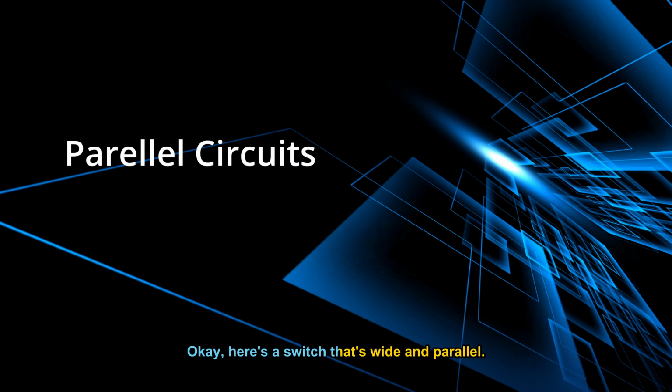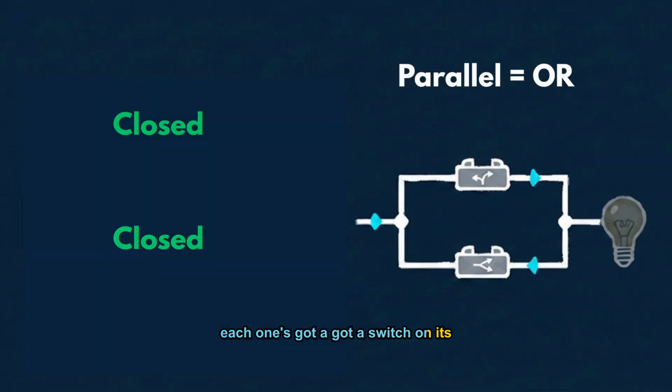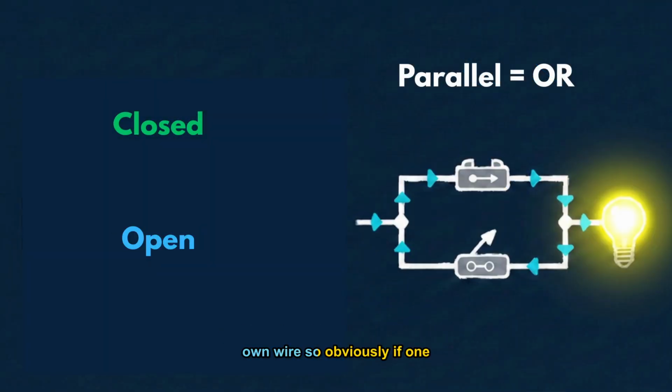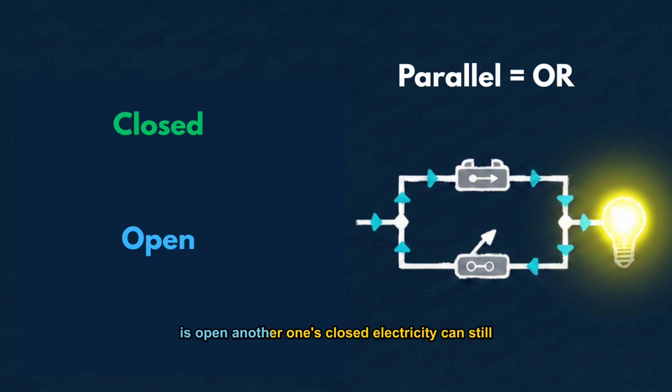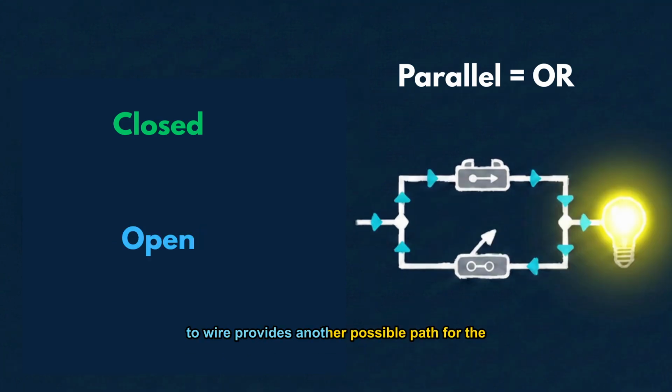Okay, here are switches wired in parallel. Parallel means there are two wires, each with a switch on its own wire. So if one is open and the other is closed, the electricity can still flow through to the bulb because there are two paths. Each wire provides another possible path for the current.